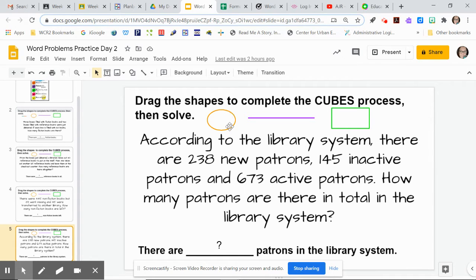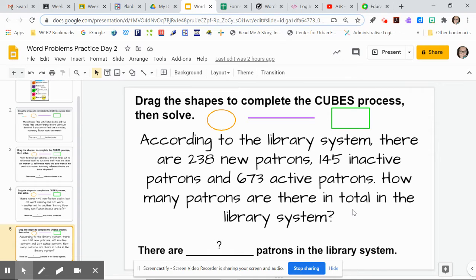So here we go. It says drag the shapes to complete the cube's process. Then solve. According to the library system, there are 238 new patrons, 145 inactive patrons, and 673 active patrons. How many patrons are there in total in the library system? Here's the first thing I noticed: the word patrons.